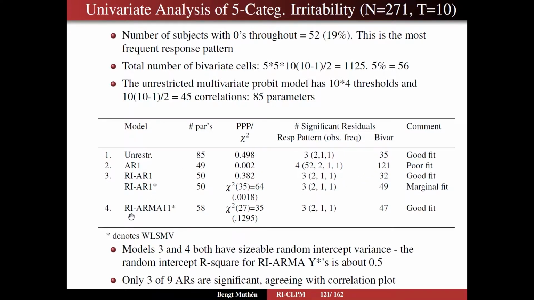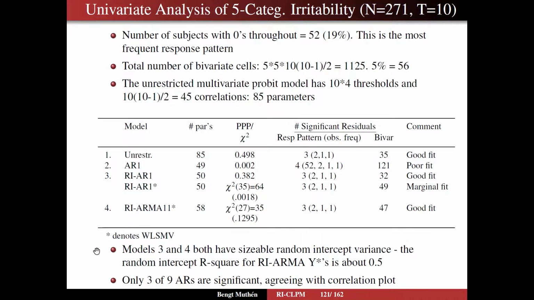Now we can turn to our RI-ARMA(1,1), so AR1 and MA1, which may be a particularly useful model when we have this many time points, 10 time points. You see then that you have a good chi-square fit. It can only be fit by WSMV. We don't have Bayes for that yet, at least. And in terms of frequency fit, we have a good outcome, so a good fit for that.